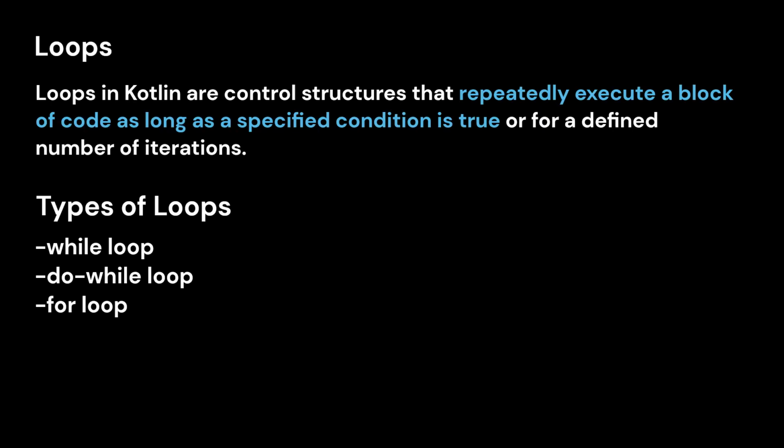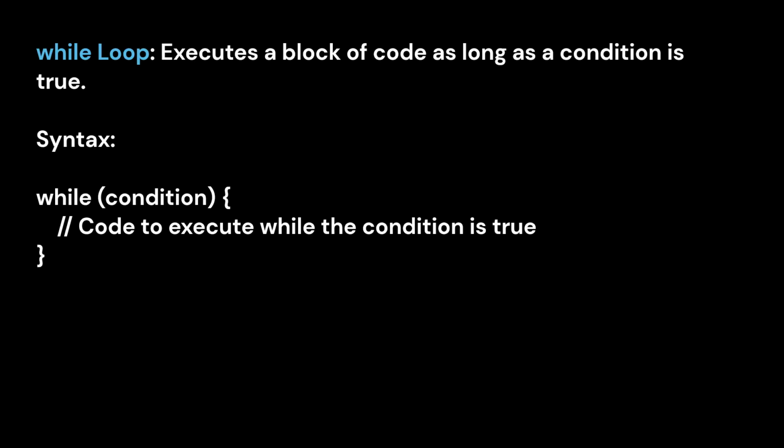Loops in Kotlin are control structures that repeatedly execute a block of code as long as a specified condition is true or for a defined number of iterations. There are three types of loops in Kotlin: while loop, do-while loop, and for loop. While loop executes a block of code as long as a condition is true.